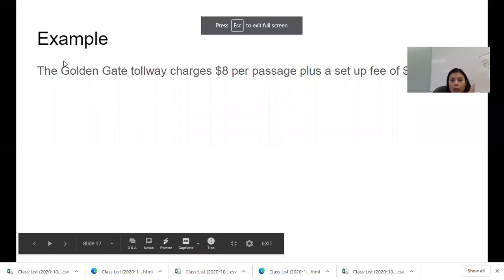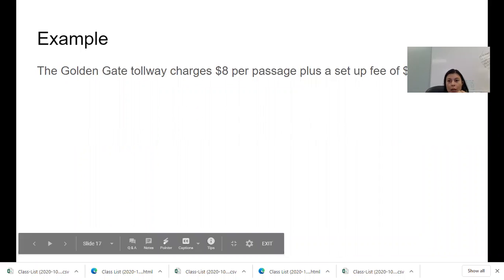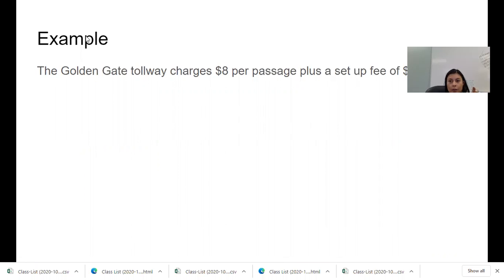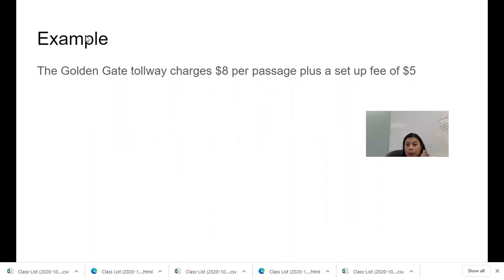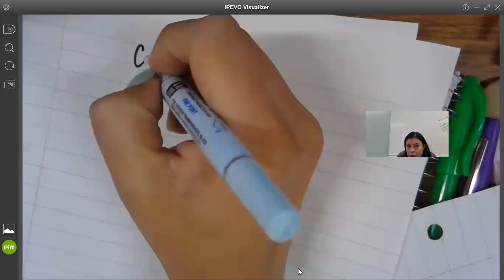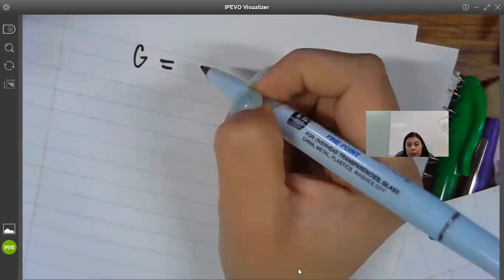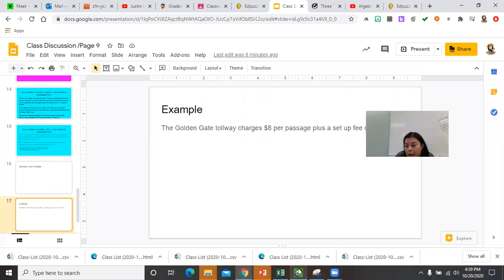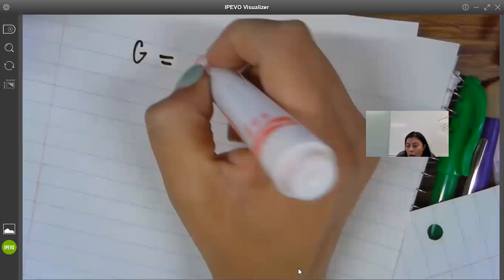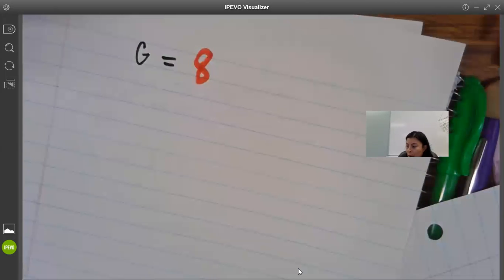So Golden Gate charges $8 per passage plus a setup fee of $5. So I'm going to take that and just pretty much rewrite it. So Golden Gate charges this much. So what I'm going to write on my paper is G for Golden Gate charges, so equal to this amount. They charge 8 per passage, so there's going to be my 8 per passage per number of passages.